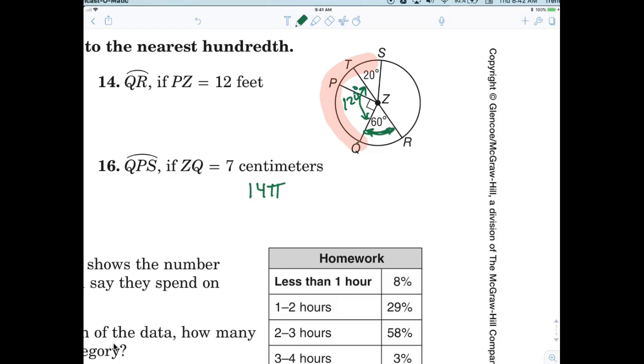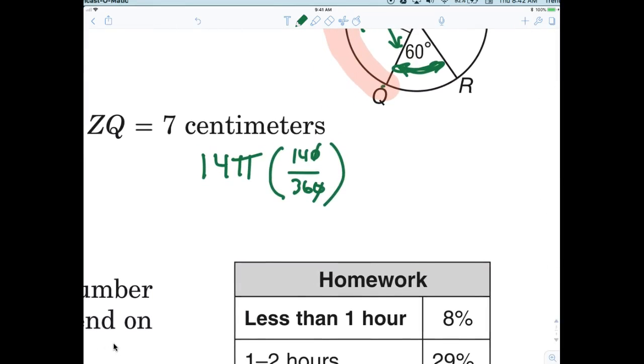I don't want the whole circumference. I want a fractional part of it. That fractional part would be 140 out of 360. Now it's just a matter of reducing, right? 14, so that's 7. So now we can, 7, 18.